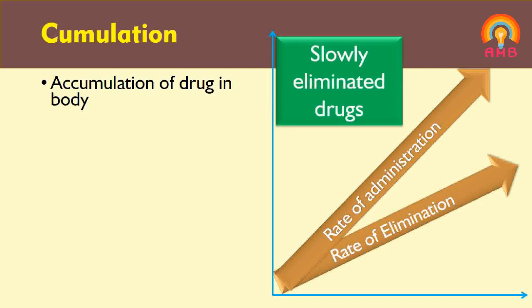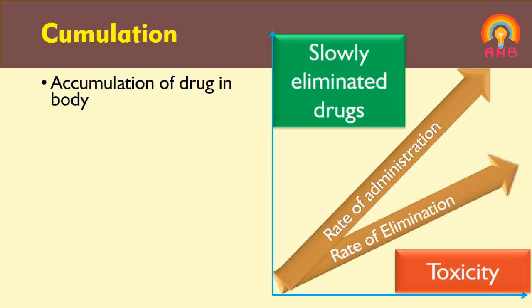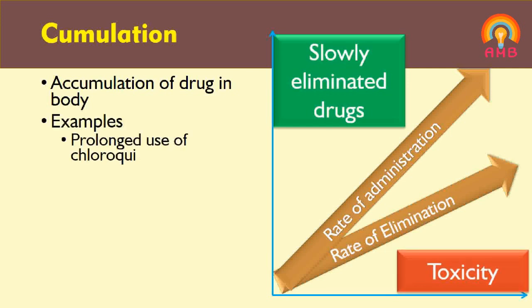Many times because of accumulation of drug in the body, toxicity may be produced. As the drug is accumulating in the body, its concentration is going to increase and it may lead to toxicity. For example, prolonged use of chloroquine causes retinal damage. So it damages the retina if chloroquine is used for a prolonged duration. Why does it happen? It gets accumulated in the body and its higher concentration may lead to retinal toxicity.